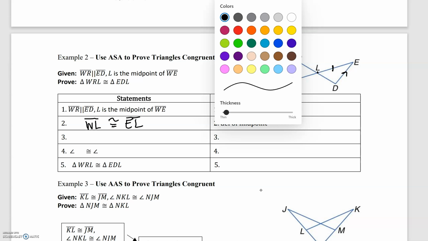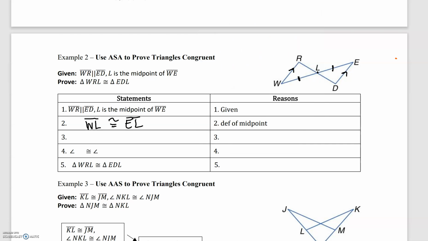And then I'm going to look for anything else I can mark. Is there reflexive? Is there vertical? Yes, there's vertical right here across from each other, these angles. So angle RLW is congruent to angle DLE by the vertical angles theorem.